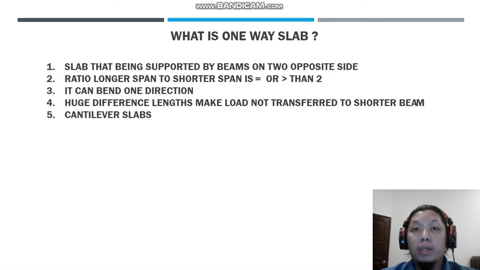So what is a one-way slab? A one-way slab is commonly a slab that is supported by beams on two opposite sides, and the ratio of the longer span to the shorter span is equal to or more than 2. This one-way slab can bend in one direction only, and that is why it is called a one-way slab. There is a huge difference in the lengths, so the load is not transferred to the shorter beam. An example of the one-way slab, as you can see, is the cantilever slab.